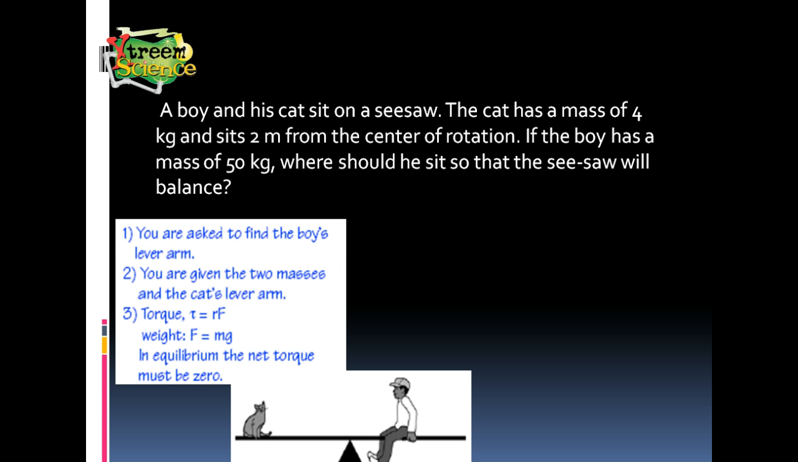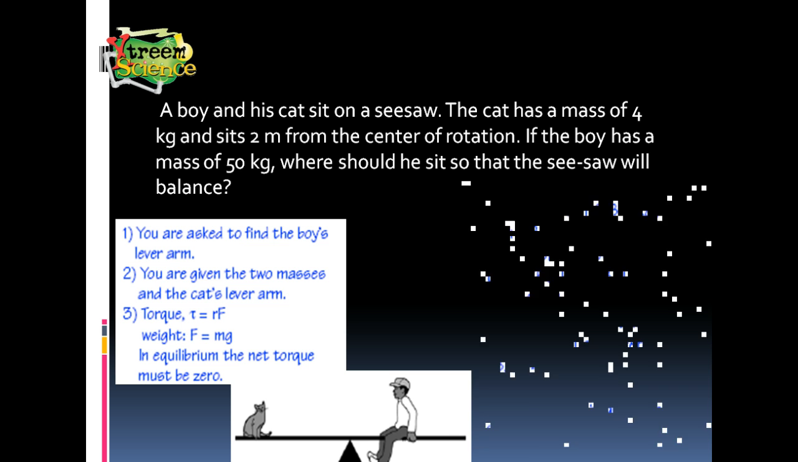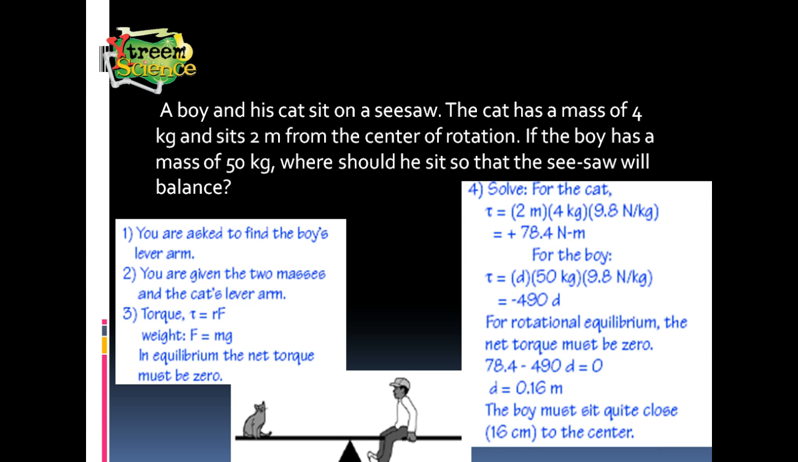So you're always going to have to find the boy's lever arm is what you're looking for. And so we got both masses and the cat's lever arm. So torque is equal to the lever arm times the force, or force times the lever arm. And we know the force, or the weight of the boy, because we know weight is a force, is mass times gravity. Same for the cat. So the net torque has to be equal to 0. So we're going to solve for the cat.